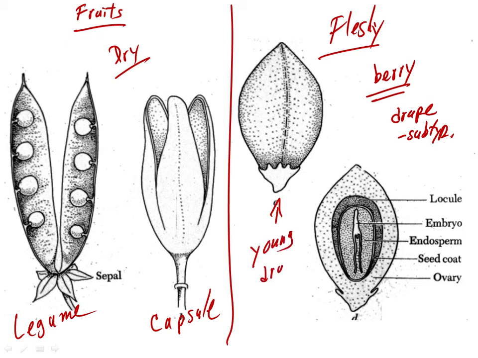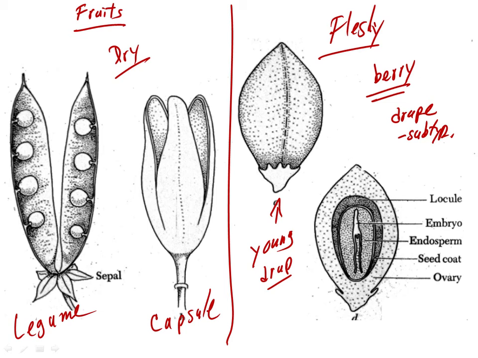What's a drupe? A drupe is a stone fruit, a fruit like a peach or a plum. Those fruits have fleshy exteriors, but they're not fleshy all the way through. An example of a berry that is not a drupe would be a tomato. A tomato is a very typical berry, fleshy all the way through. You can eat the whole thing.